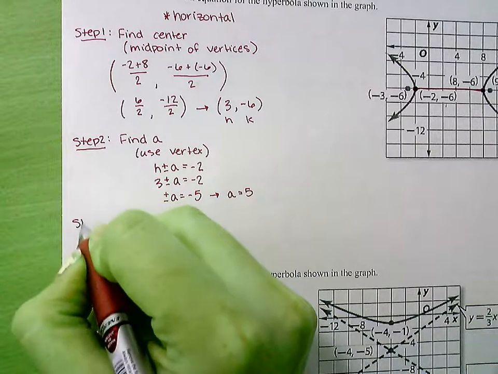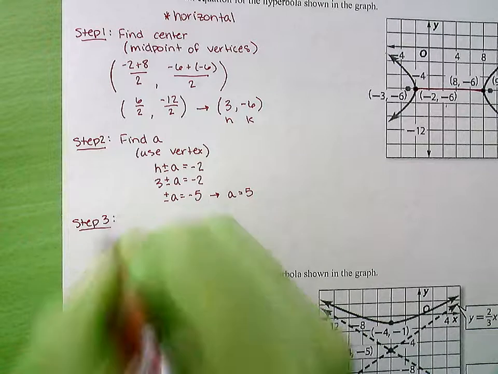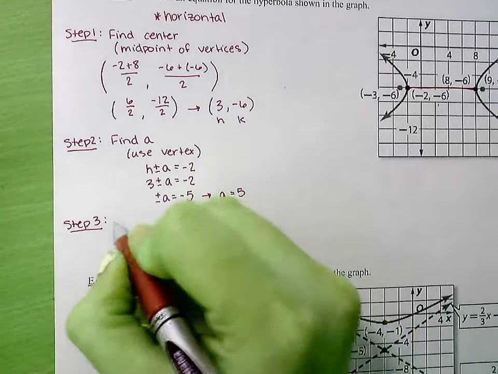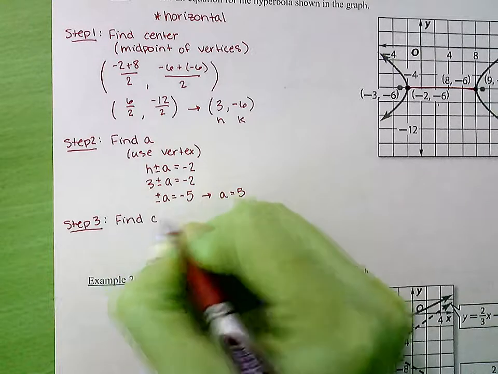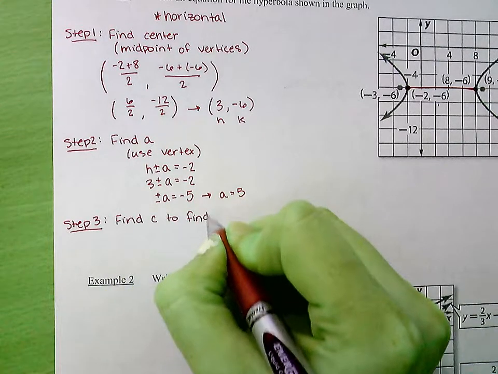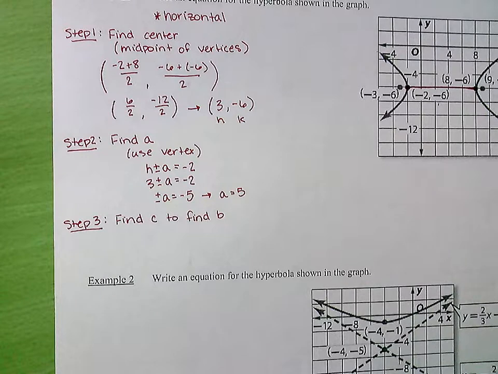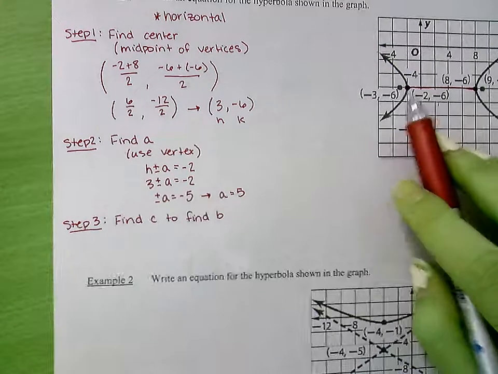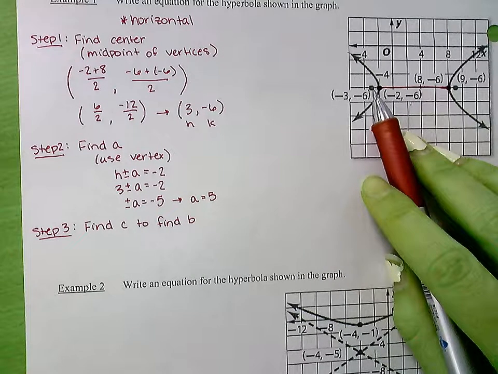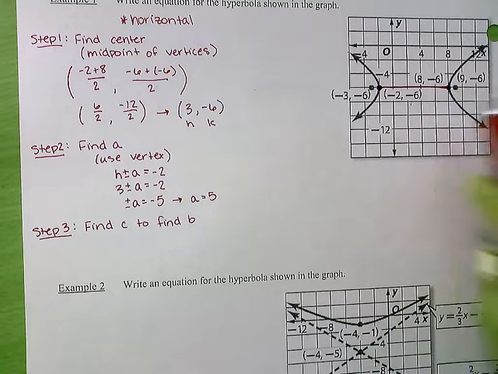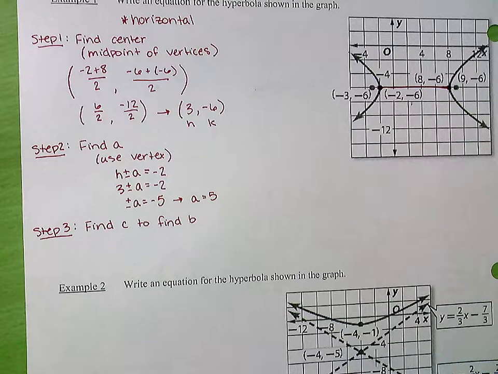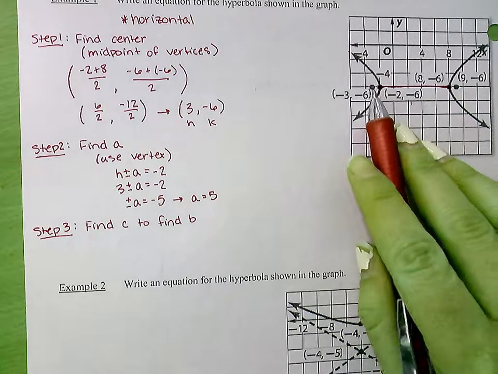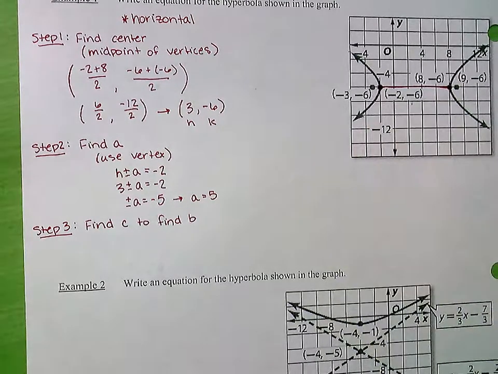Okay, our next step. What we're going to do is find c so that we can find b. We're not given our covertices in this graph, so we can't use those to find our b value. However, we are given our foci points here. So I can use those and find c, and then once I have c, I'm able to find b. I'm going to use this focus point right here, negative 3, negative 6.